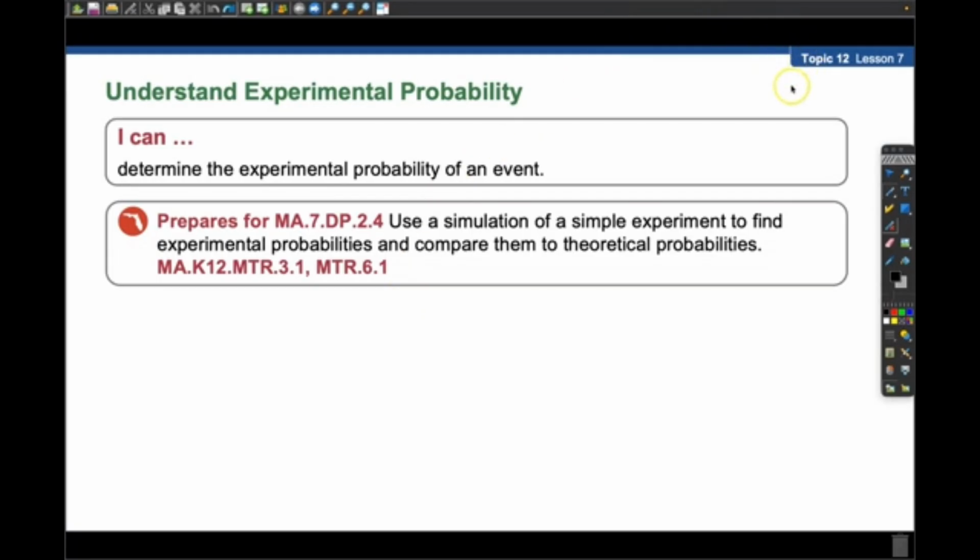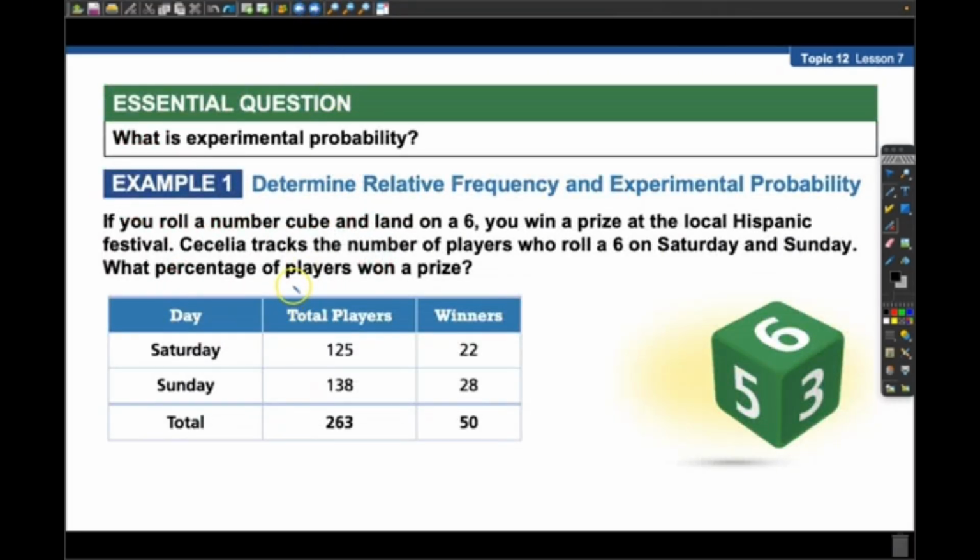We've got topic 12, lesson 7. Understand experimental probability. All right, let's get into it. Example 1. Determine relative frequency and experimental probability.